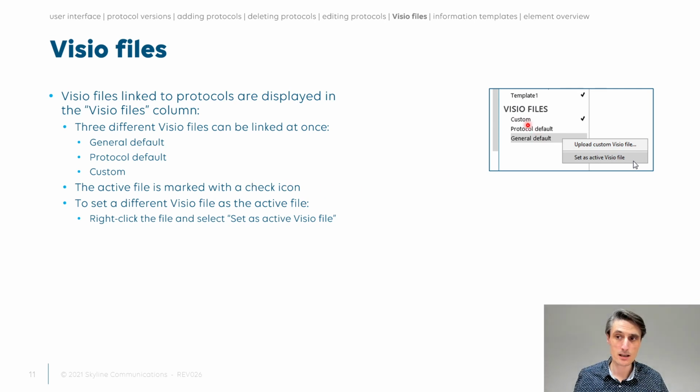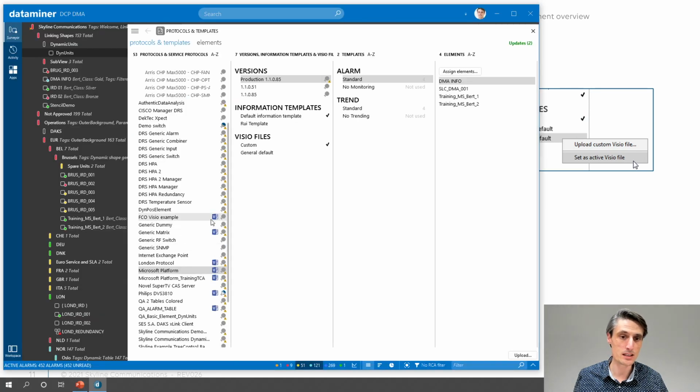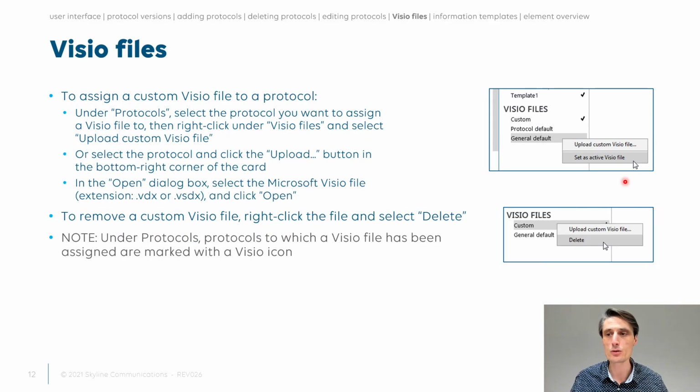So it's marked with a check icon there, and you can also see that the ones that have a Visio file are actually nicely indicated with an icon. So you can see that the Microsoft platform has indeed a custom visual graphical presentation assigned to you along with some others. So if you want to do so, you can just right click and you can choose to upload a new custom Visio file. So if you have a graphical presentation, you can upload it to your DataMiner system, and then the custom will be selected. You can delete it again as well.